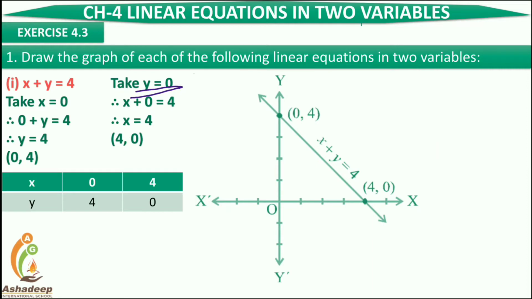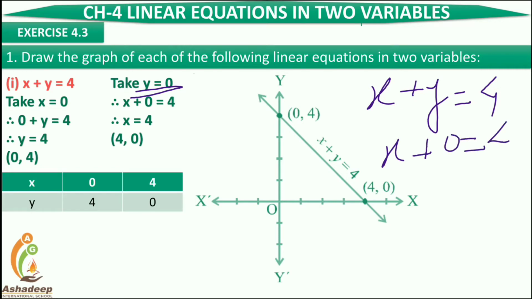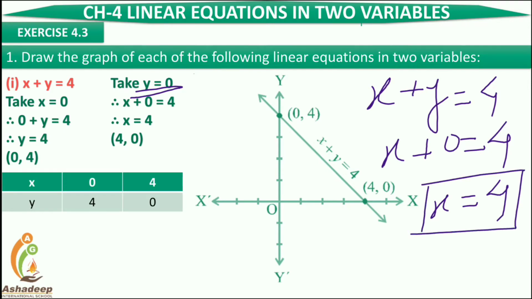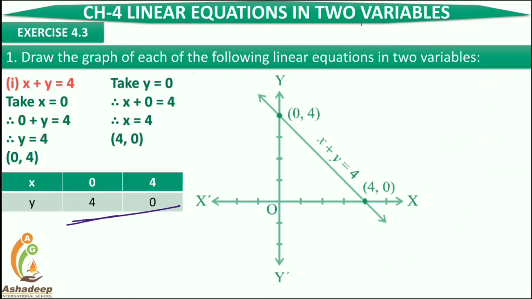Now take y is equal to 0. So we have x plus y is equal to 4, so x plus 0 is equal to 4. So therefore x is equal to 4. So we have x is equal to 4, and y we take as 0. So 4, 0 is our other point. So we have these 2 points. We plot the first point over here, the second point over here, and let's join these 2 points, simply extend on both sides, and this graph is the graph of x plus y is equal to 4.